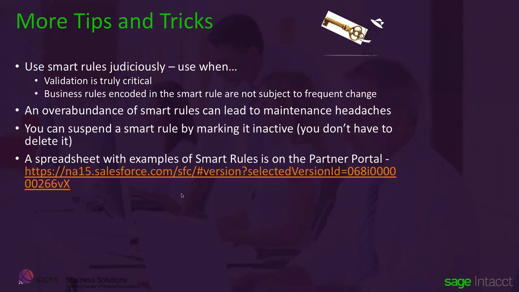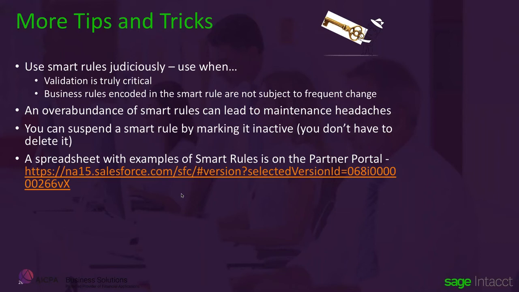Use them judiciously. Use them when validation is truly critical. Use them when business rules encoded in the smart rule are not subject to frequent change. Right? So you don't want to go in and say, check my vendors to make sure that they've got a 2018 date on them, or that they were entered in June or July or something of that nature, because that's going to change.